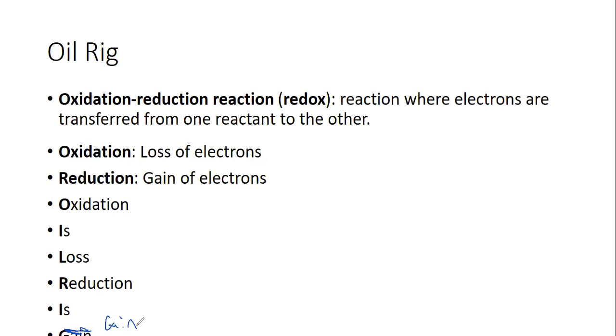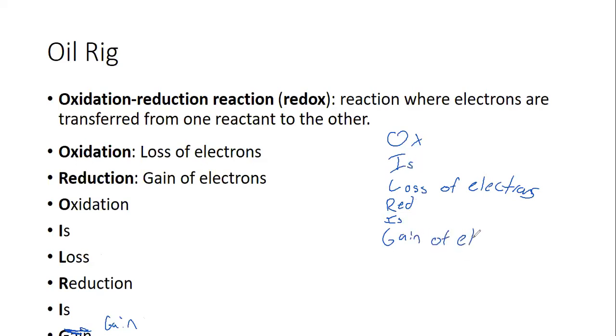And to remember what a reduction reaction is, we have the acronym OIL RIG, where oxidation is loss of electrons. Reduction is gain of electrons. So remember that acronym, OIL RIG. Oxidation is loss of electrons. Reduction is gain of electrons.